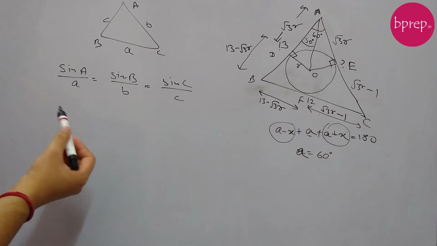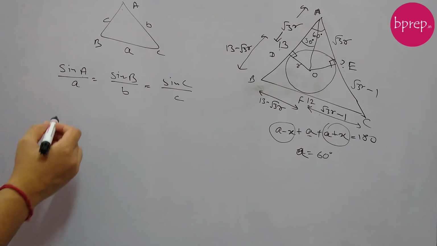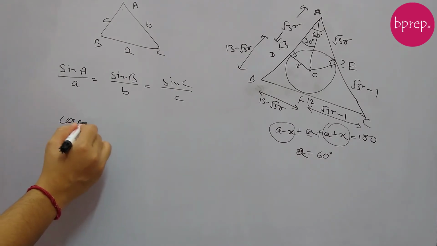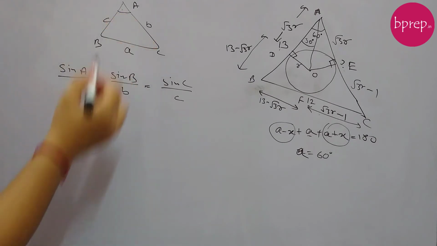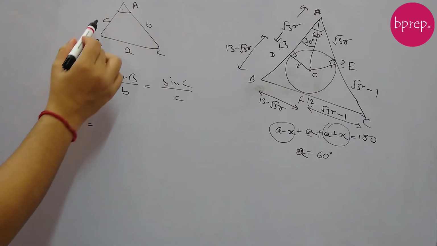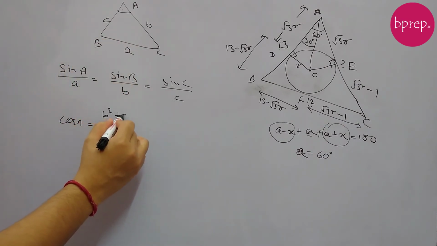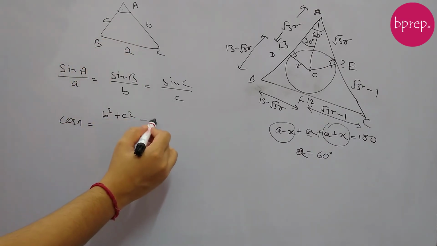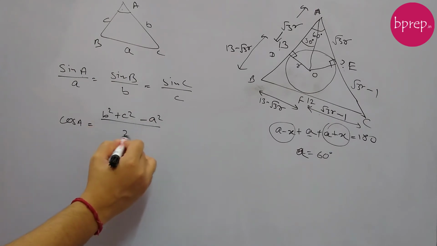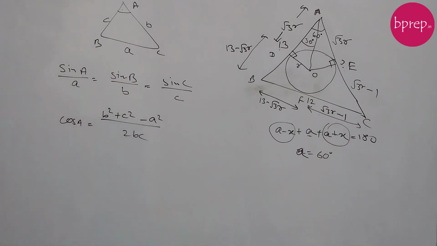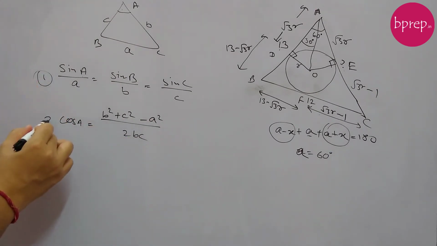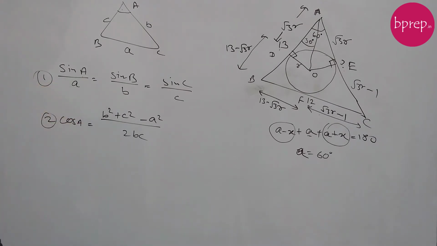And there is another rule, the cosine rule. According to the cosine rule, cos A, where we are referring to this angle, will be the sum of squares of the adjacent sides, so B square plus C square minus A square, by 2BC. So this is the cosine rule. For a triangle, you can remember these two rules, they are helpful.